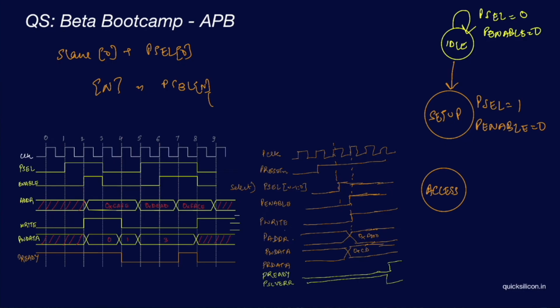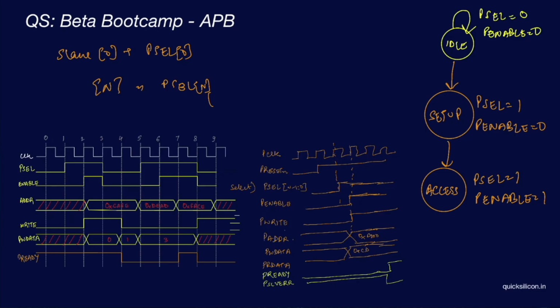The spec mentions that your protocol can be in the setup state only for one cycle, which means that as soon as your PSEL goes high, on the next cycle you have to assert your PENABLE. If you do not do that, you will run into protocol violations. So as soon as you enter the setup state, you are sure that you will move on to the access state. And once you're in the access state, your PSEL would be equal to 1 and your PENABLE would be equal to 1.